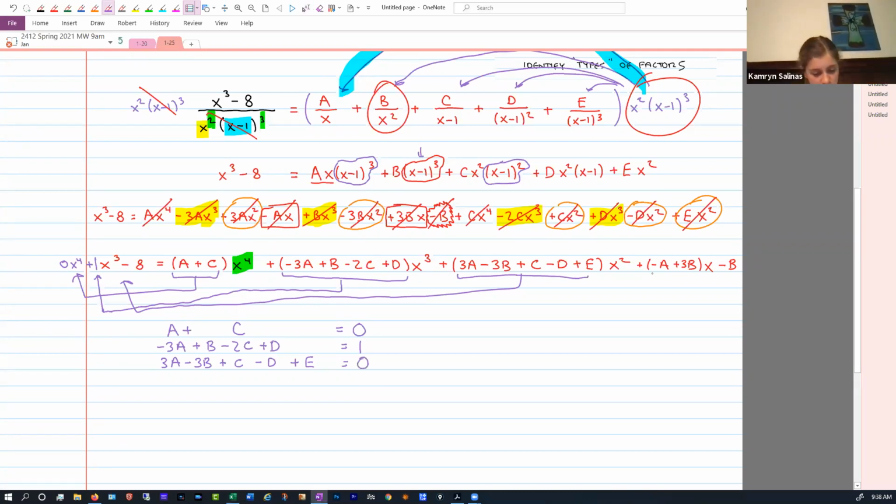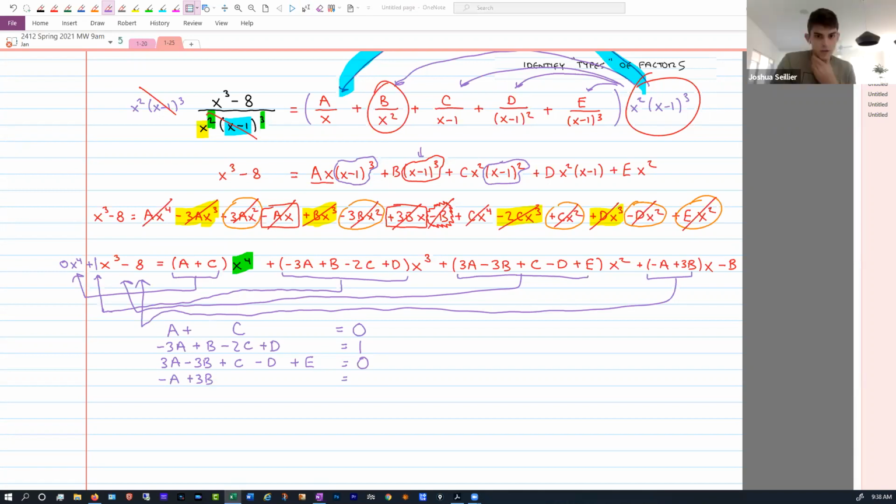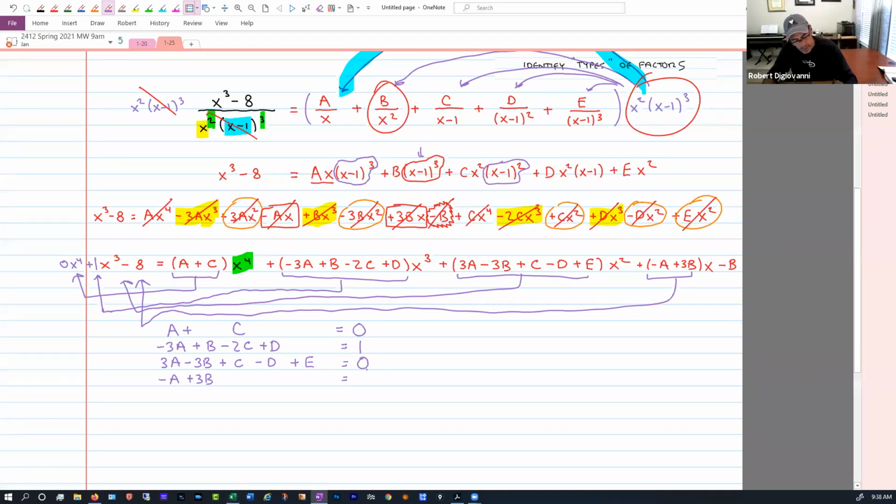Okay, and then the next piece is the stuff in front of X. I know this is starting to look like a spaghetti factory over here, but negative A plus 3B has to be equal to, let's see, Joshua, what does that have to be equal to? That'd have to be equal to 0 times X, so 0. Yeah, so 0 again, right? Because there is no X over there.